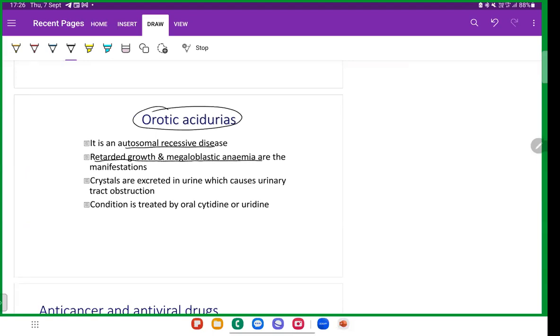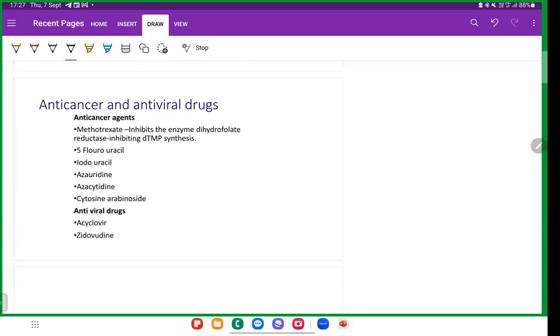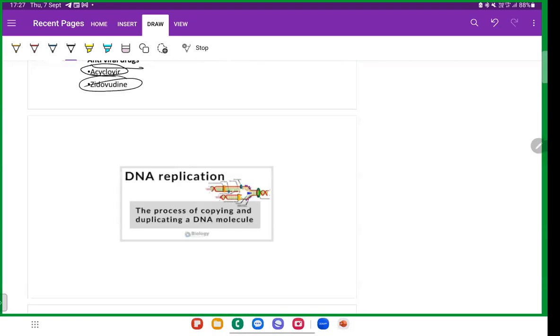Okay, so orotic aciduria is an autosomal recessive disorder. Retarded growth and megaloblastic anemia are manifestations. Crystals are excreted in the urine, which can cause urinary tract obstruction. The condition is treated by oral cytidine or uridine. And anti-cancer and antiviral drugs, methotrexate, I already told you, right? They inhibit the dihydrofolate reductase. Similarly 5-fluorouracil, iodouracil, cytarabine, and antiviral drugs acyclovir, zidovudine. இவங்க எல்லாருமே இப்படிதான் ஆக்ட் பண்றாங்க.